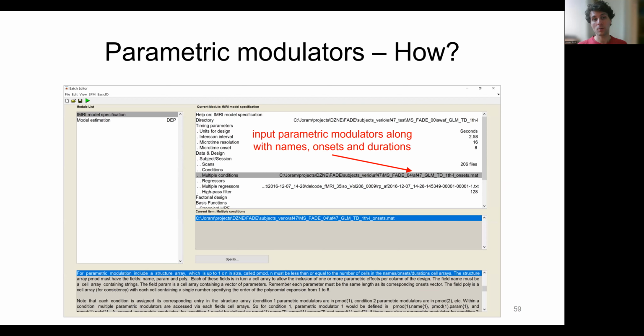In SPM, if you want to implement parametric modulators, you have to input them along with the names and onsets and durations, which are used to generate the stimulus functions. And the same machinery also gives you the parametric modulator regressors.